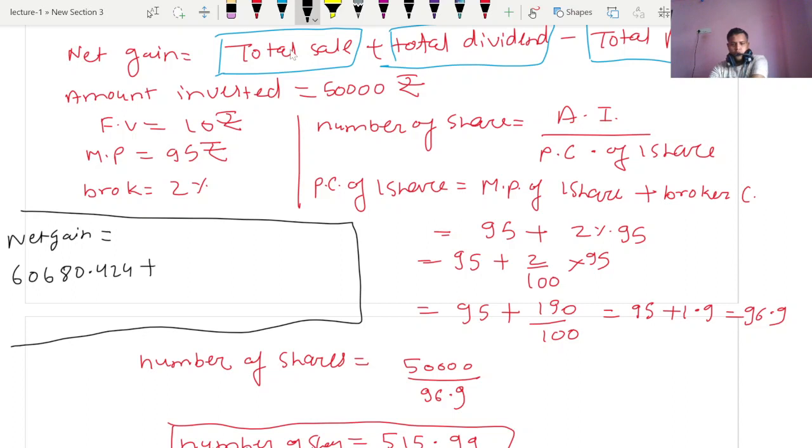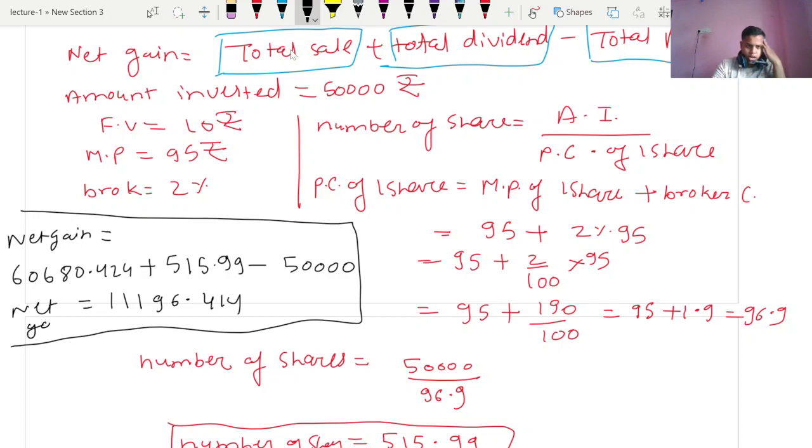606.80.424. What is total dividend? 515.99. And what is total purchase? 50,000. Okay. So plus 515.99 minus 50,000. So this will become net gain is what? 11196.414. So this is your net gain.